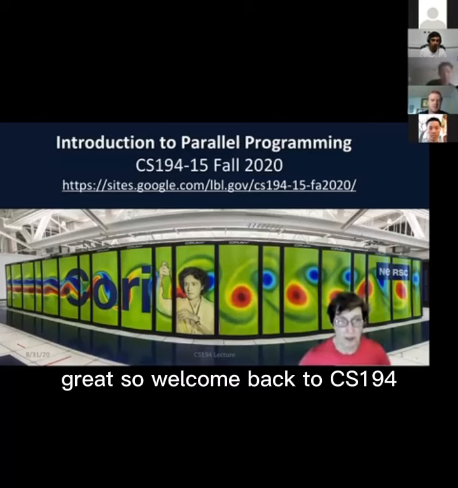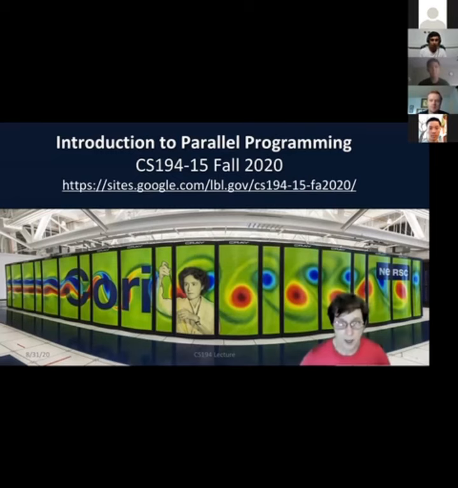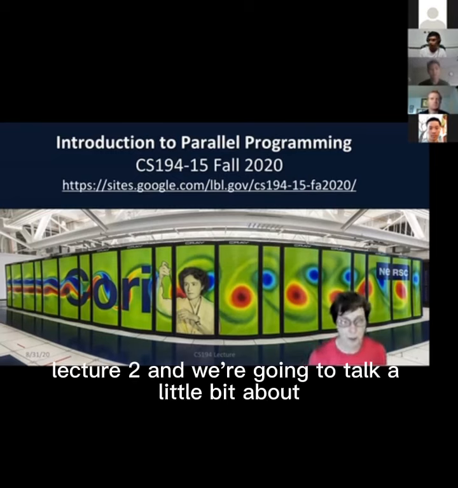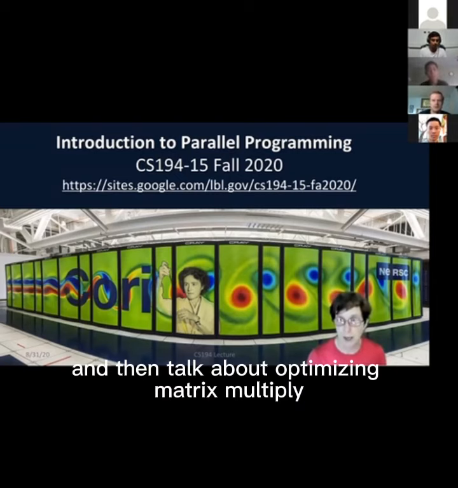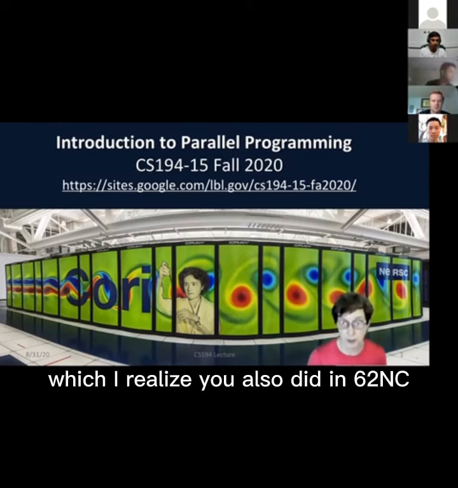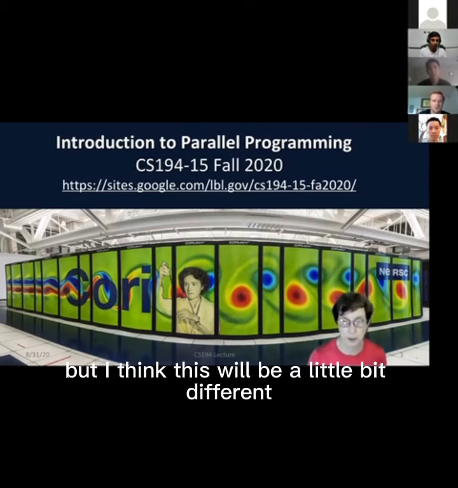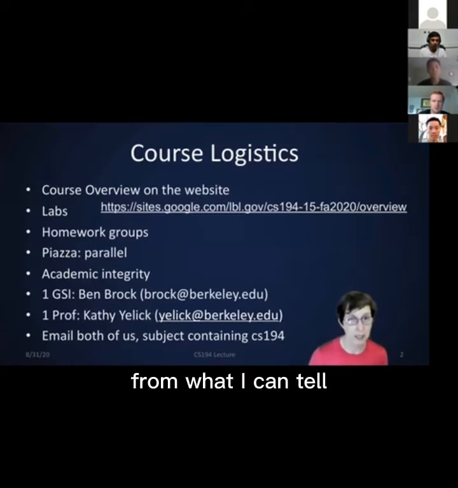Great. So welcome back to CS 194, lecture 2. And we're going to talk today a little bit more about memory hierarchies, a little bit of review of 61C, and then talk about optimizing matrix multiply, which I realize you also did in 61C, but I think this will be a little bit different from what I can tell.